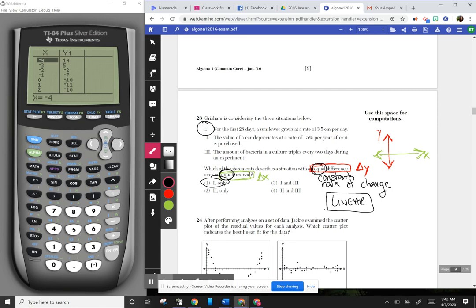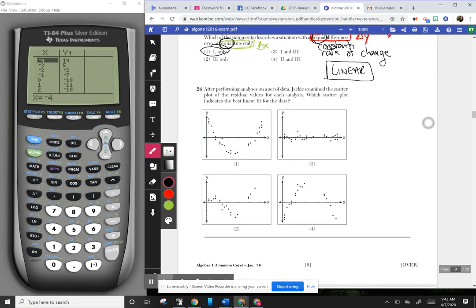We know that 2 is not linear because it's changing at 15% each year. Once you see a percent, that is not linear. And we know 3 is not linear because it's tripling. We're multiplying by 3. We are not adding or subtracting at a constant rate every day. So our answer is 1.